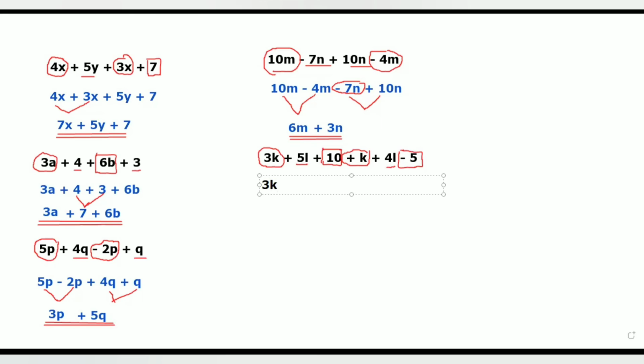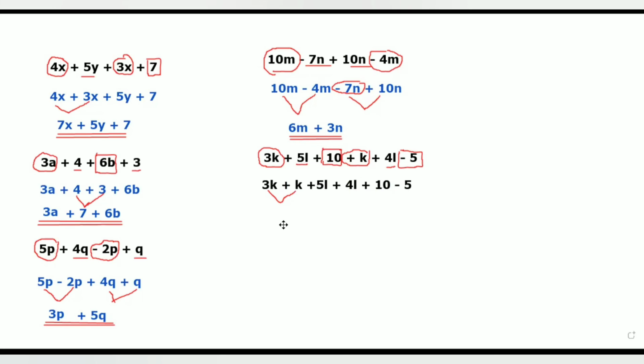So 3k, and to support it there is another k. Then we have plus 5l, and to support it another 4l. Right? And then we have 10. We have the number 10, and with it another minus 5. Right? So we've written the like terms together. Now what do we do? We have to simplify. So 3k plus k.